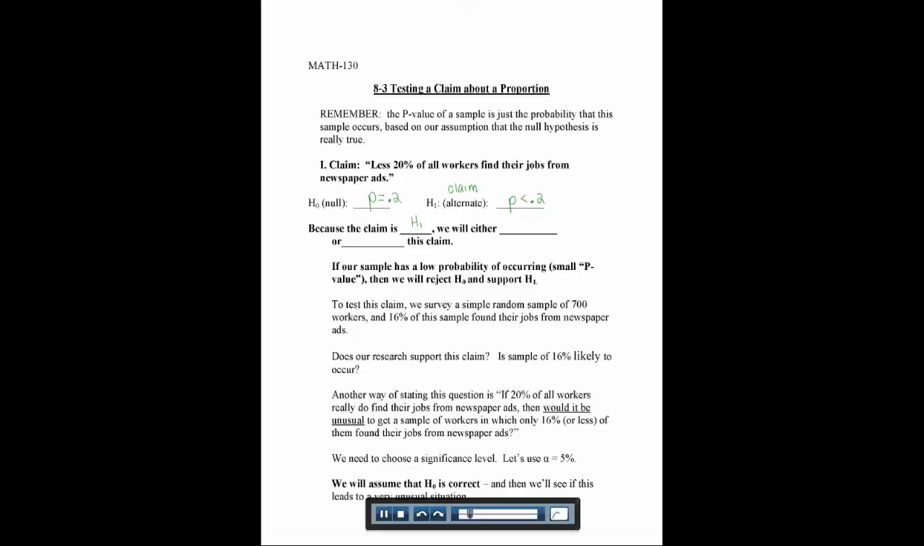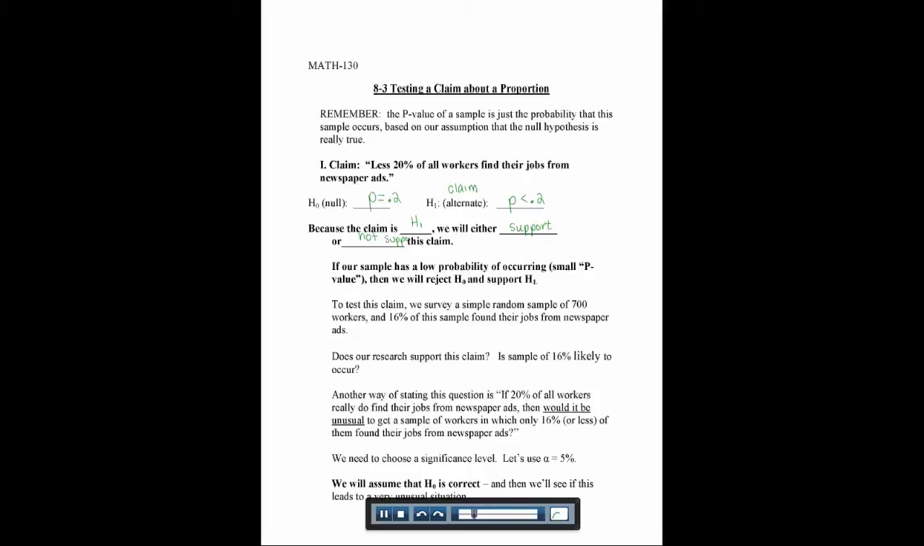Our original claim has the less than, so our original claim is H1, the alternate hypothesis. Now, at the very end, when we make our conclusion with the null hypothesis, there are only two things we can do. We either support it or we do not support it. If our sample has a low probability of occurring, we get a really small p-value, we'll reject H0, which means we'll support H1. If we get a big p-value, then we will not reject H0, and we will not support H1.